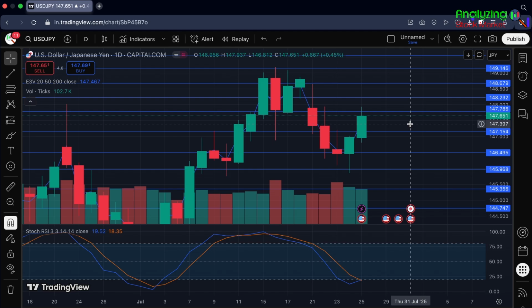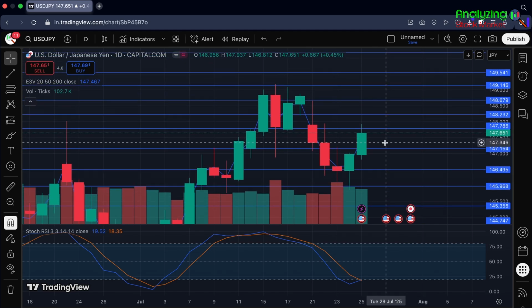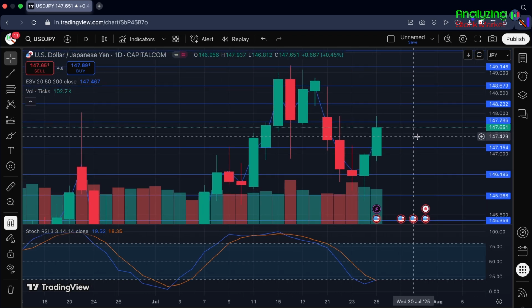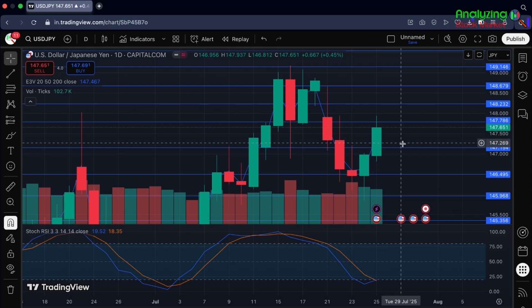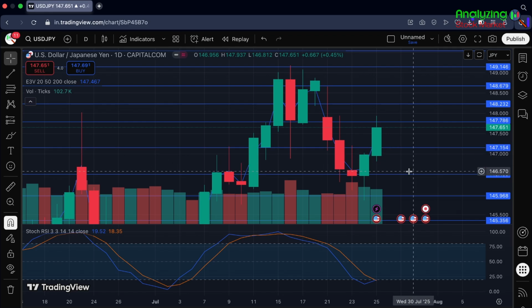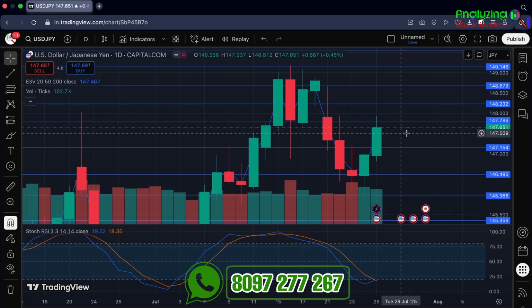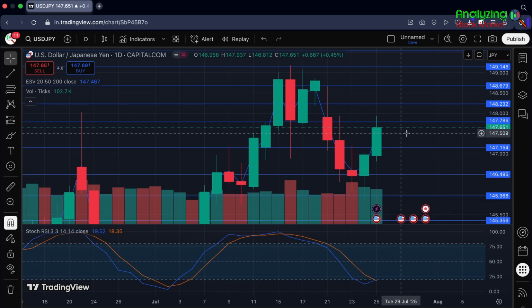So the levels are now marked. There are no such levels that I have to mark because there are no data changes this week. Let's talk about the closing. 147.651 was the closing here. The direct support is 147.154. Direct resistance is 147.786. After direct support, there is support at 146.495 and then 145.968. After direct resistance, there is resistance at 148.232 and then 148.679. These are the important support and resistance zones that I have marked.